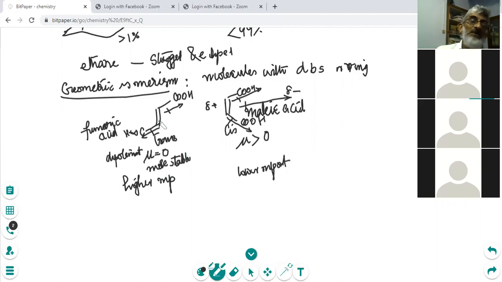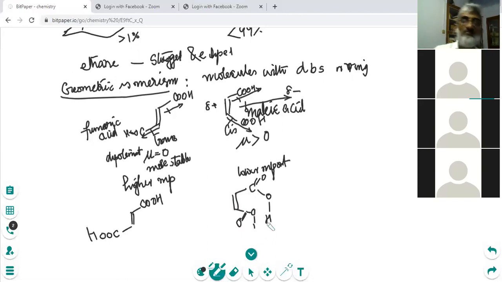Also, one of the important things is that this molecule cannot form an anhydride easily. But here, look at the way it is forming an anhydride. See, you have the OH here, the C double bond O, and H. See how it is forming an anhydride.